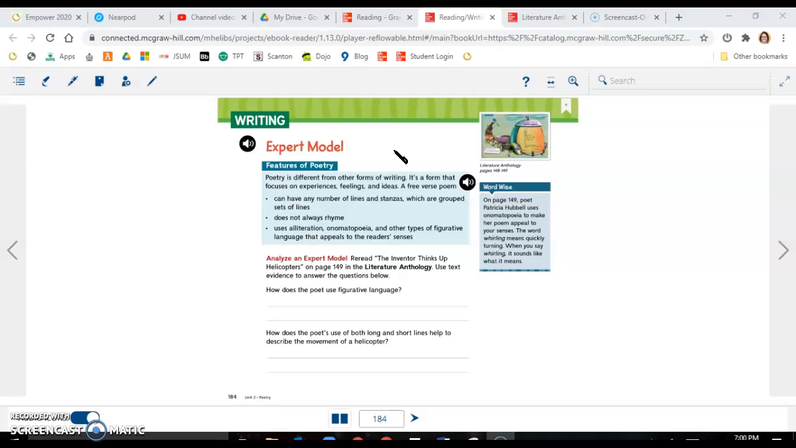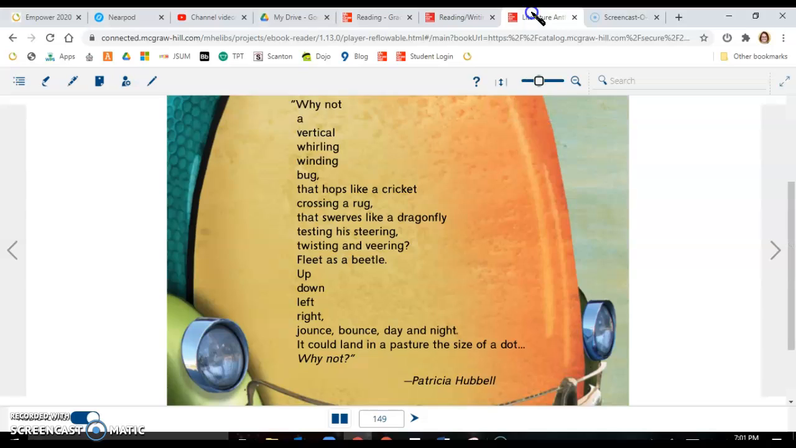So we're going to take and analyze first a poem that we're reading in class. This poem is called The Inventor Thinks Up Helicopters. And the first thing we're going to look for is how does the poet use figurative language? So we have the poem.